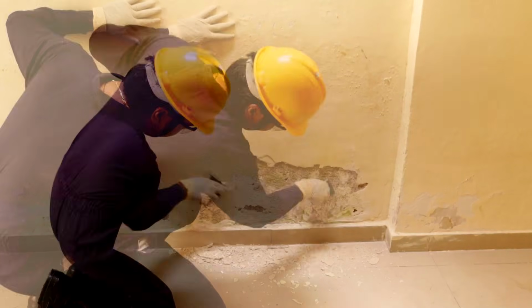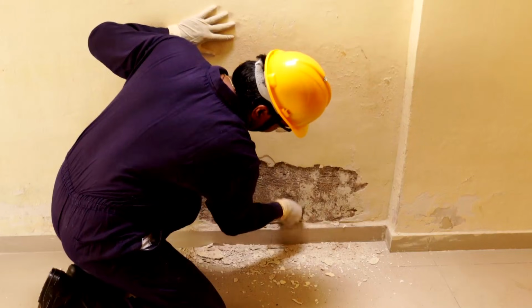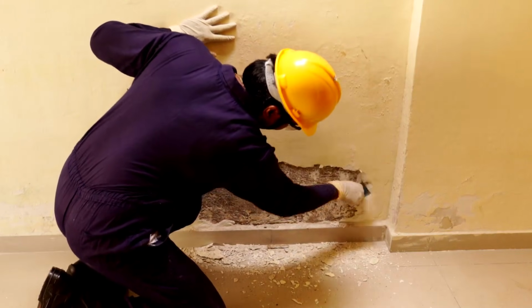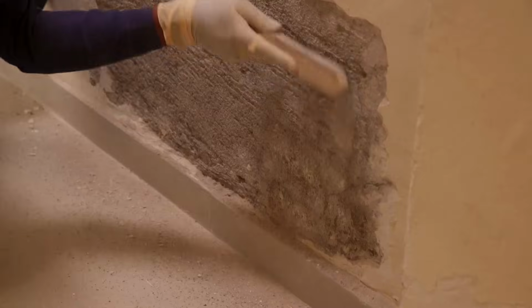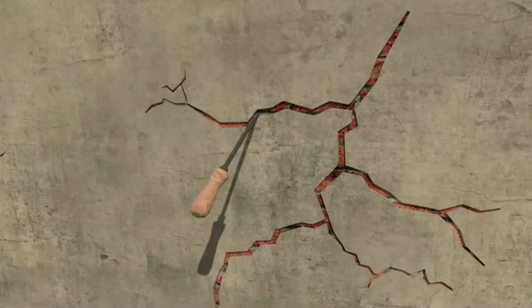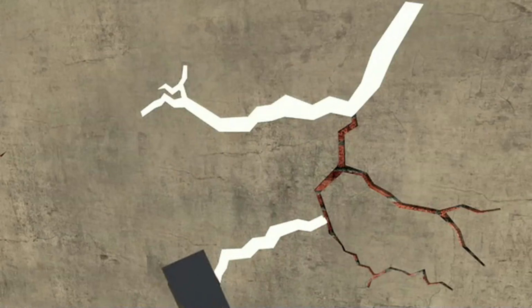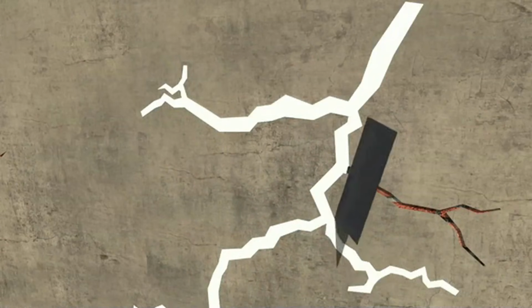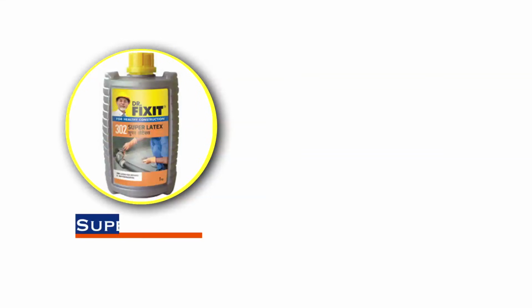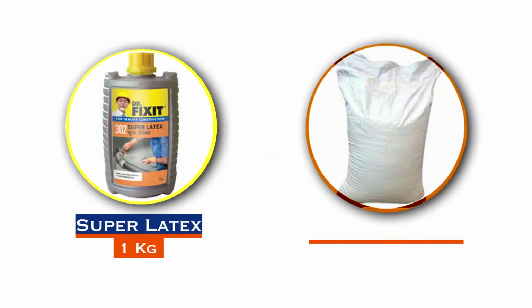Remove existing paint and wall putty so that the plastered wall is visible. Clean the surface using a wire brush. Open up visible hairline cracks using a scraper. Fill it with super latex and white cement, in a mixing ratio of 1 kilo super latex and 10 kilo white cement.